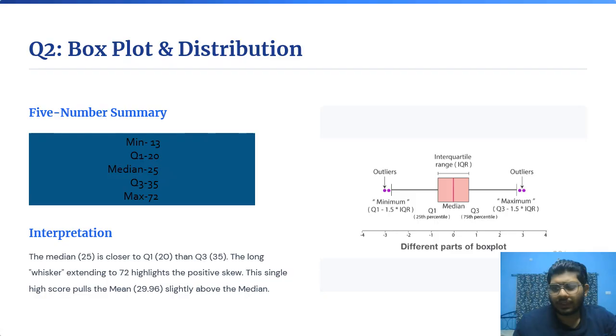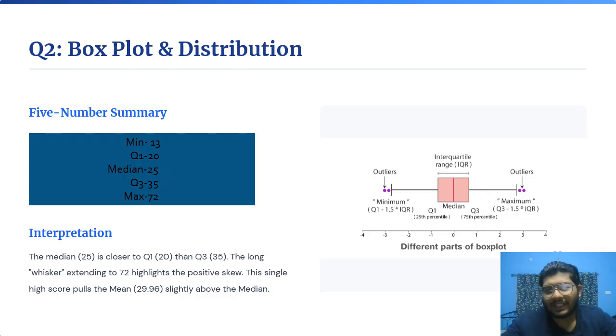Now, this is the box plot summary, the five numbers: minimum, quartile 1, median, quartile 3 and maximum. And this is how we draw a box plot. On the right hand side you will see an image that tells us what is what in the box plot. You can understand from there.